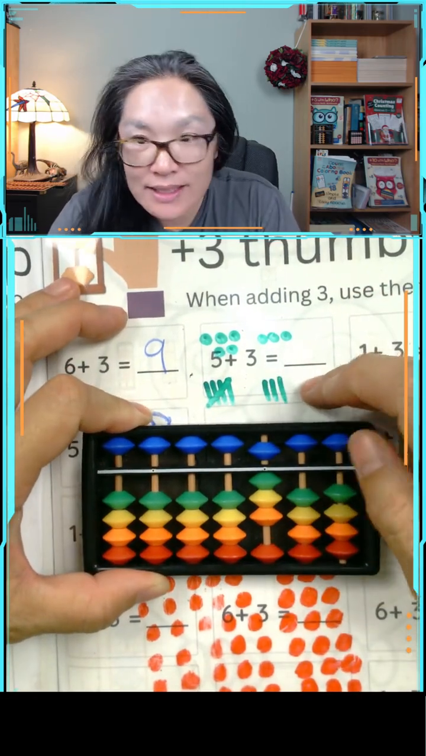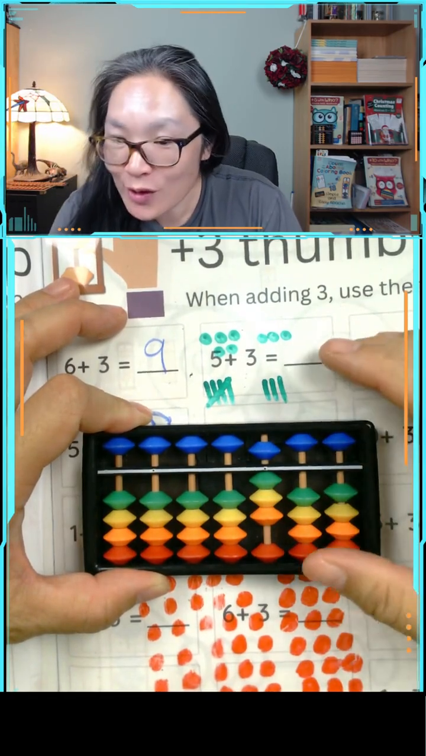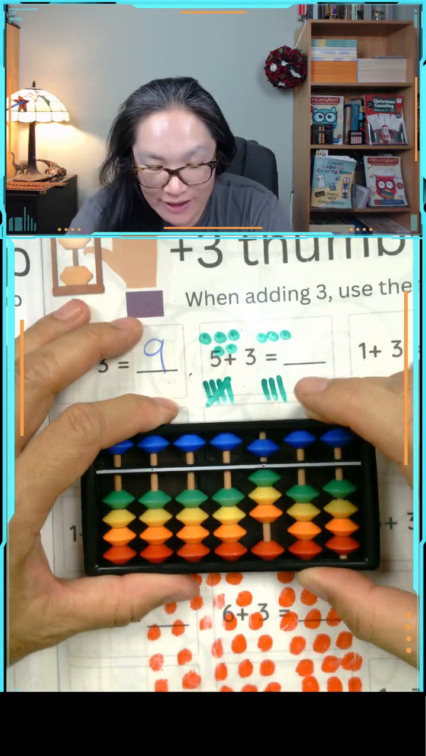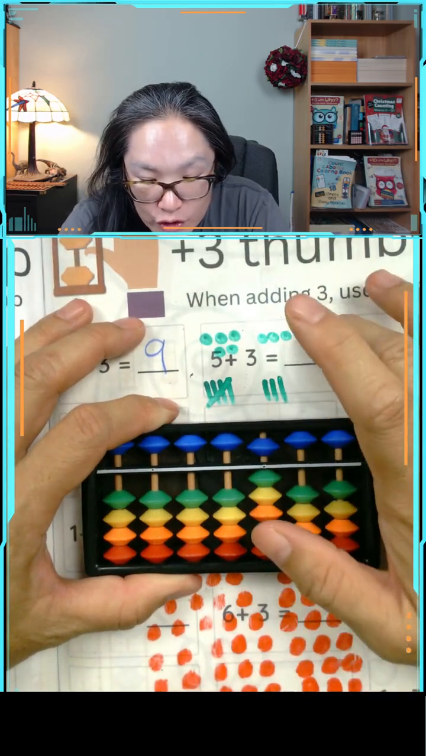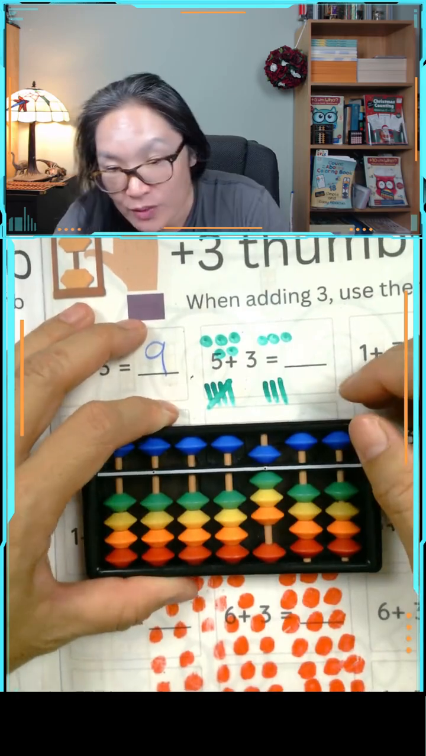You could do the tallies like this. So you could do the tallies or you could do the dots, not a problem. But in Abacus, we can actually scale it.